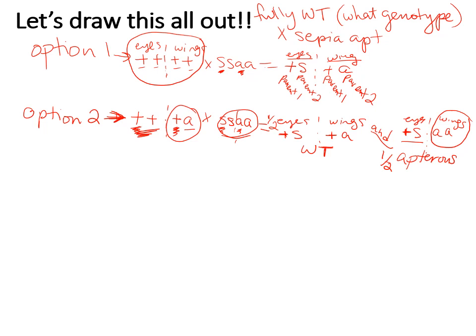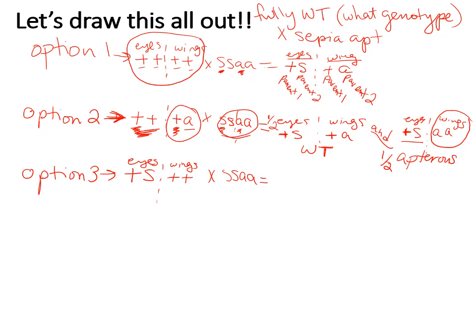If instead it's heterozygous for eyes, then you'll know that because in the results you'll suddenly have half wild type but half sepia. And so we're going to draw this out now. If it's heterozygous for eyes but homozygous now for wings. In the second option, it was homozygous for eyes, heterozygous for wings. Now we're going to look at what if it's the opposite. Again, it's a test cross, so it's always crossed with the SSAA fly.